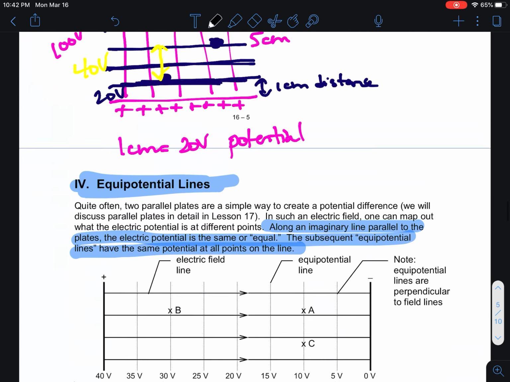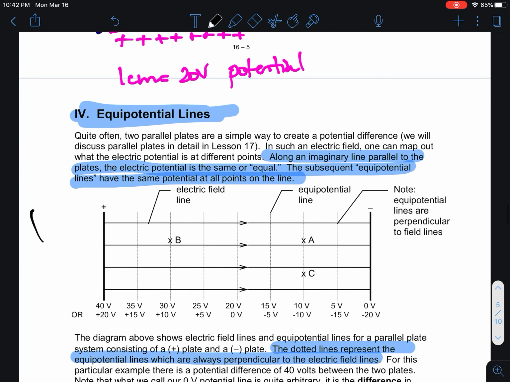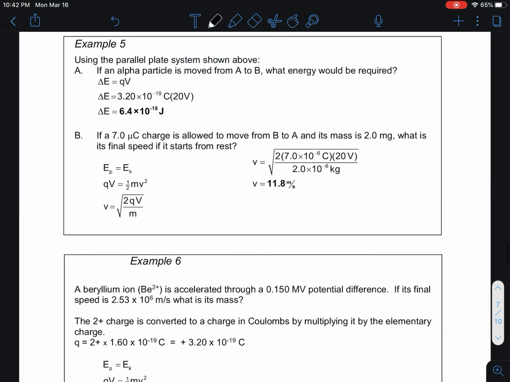All right, now let's do the practice problems. Again, read this section if you're wondering what is happening. The math is always easy.